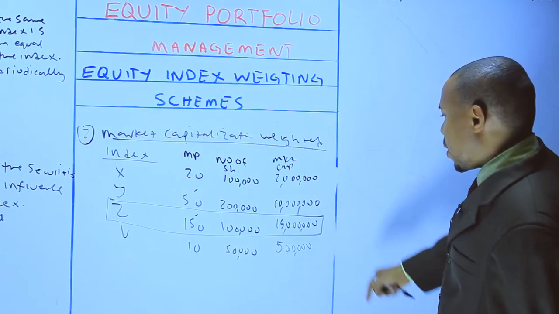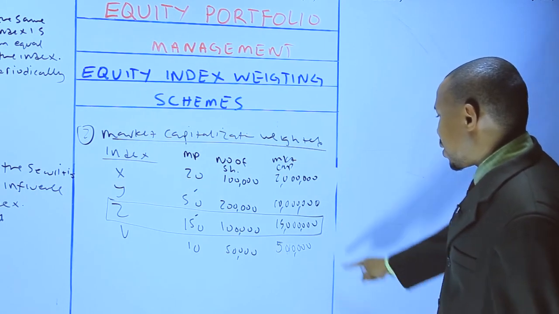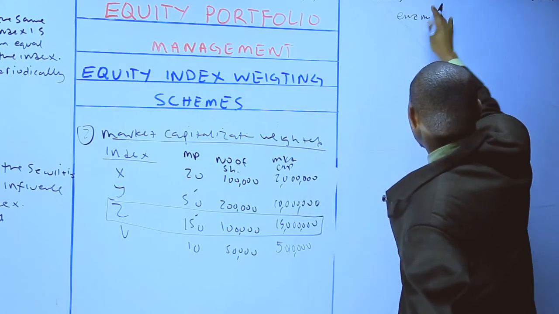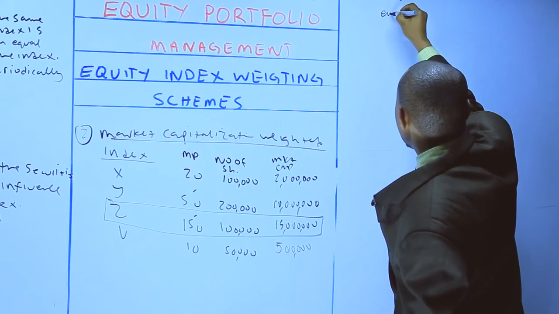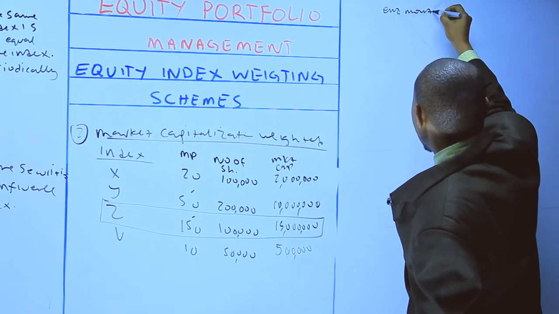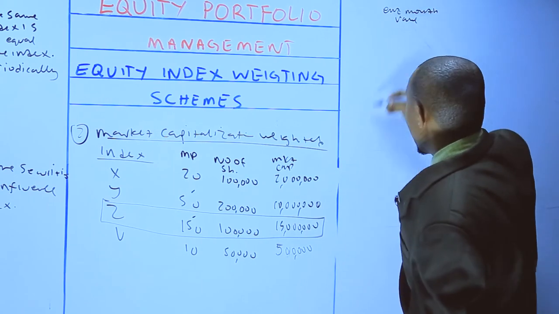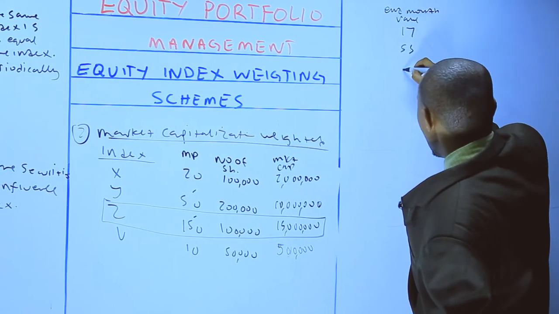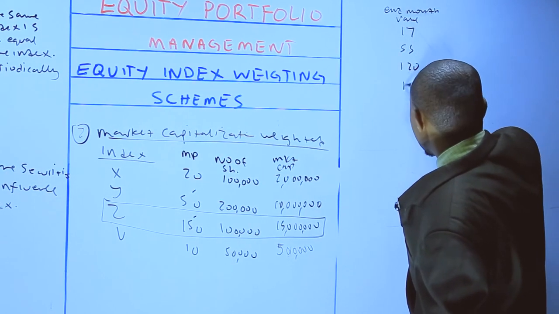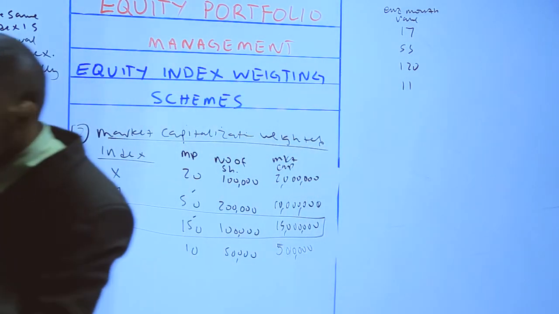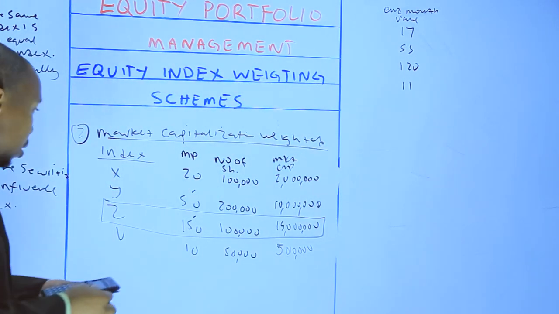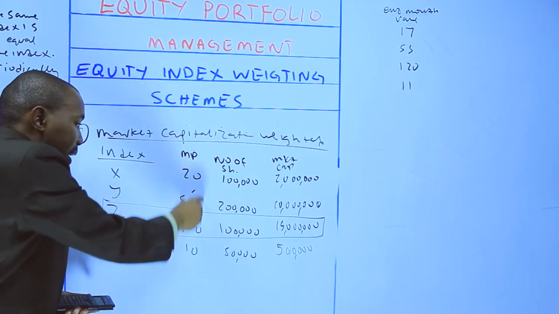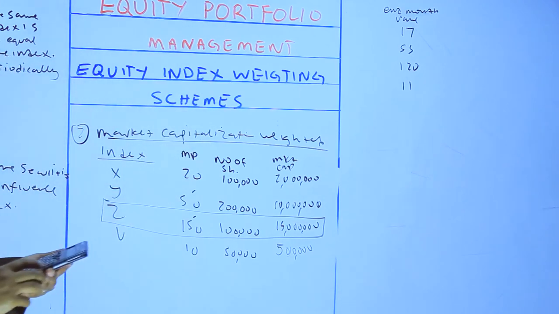So what is the bias over here? The bias right over here, clearly you can see, is that if the prices move at the end of the month to 17, 55, 120, and 11, then we just multiply, of course, by the number of shares outstanding. So this is the one that is changing, the market prices. The ending value is going to be that price right over there.